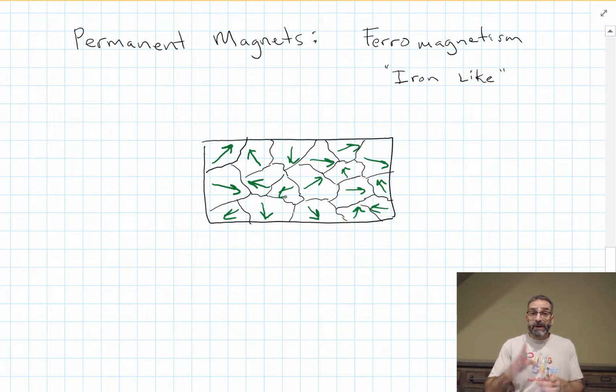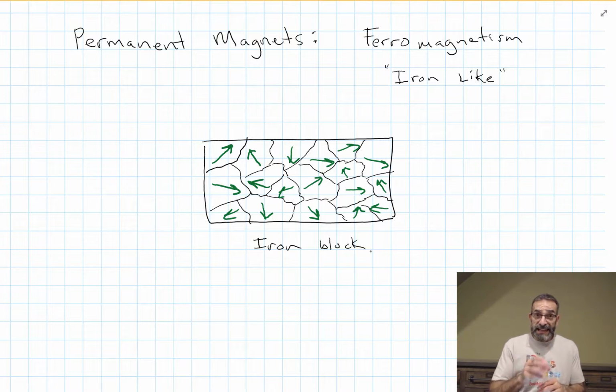Because the domains are all randomly aligned, this piece of iron does not act like a permanent magnet. Each little domain, we call these little regions domains, acts like a permanent magnet. But because they're all randomly oriented, you put them all together and their effects cancel each other out, the fields cancel out, and you're left with no net magnetic moment for this iron block.